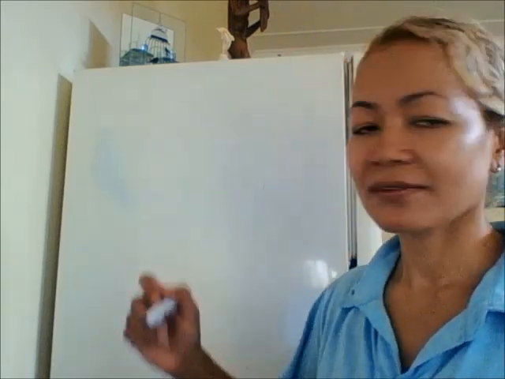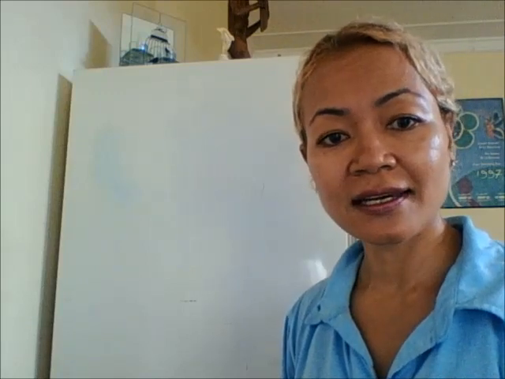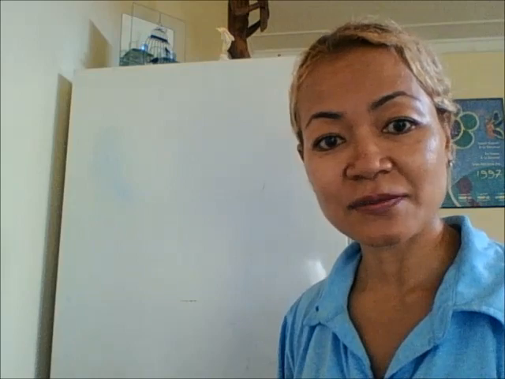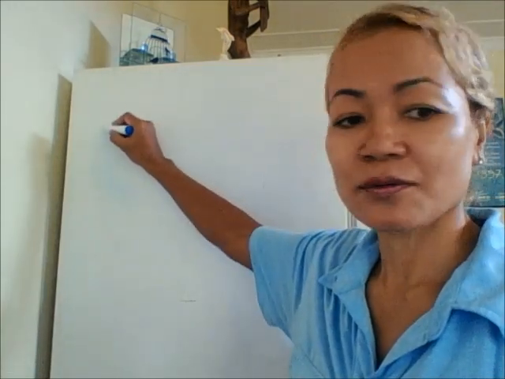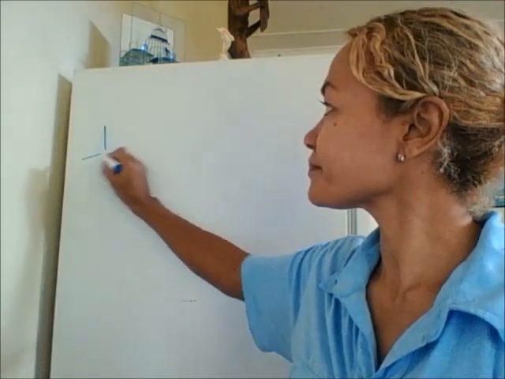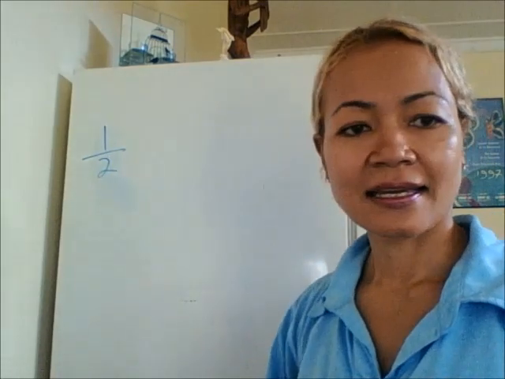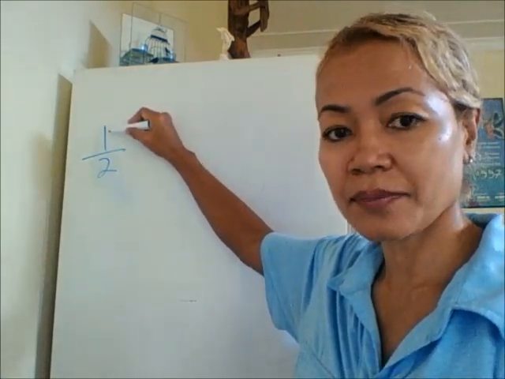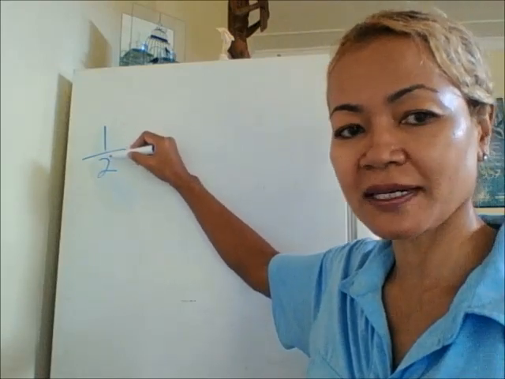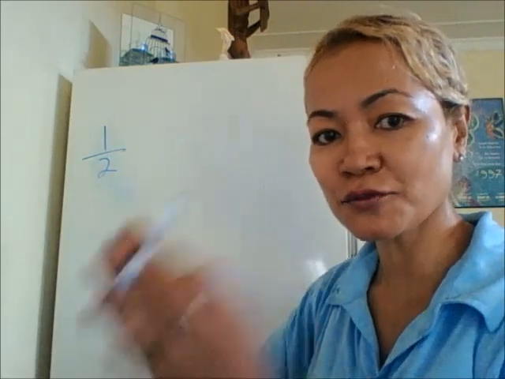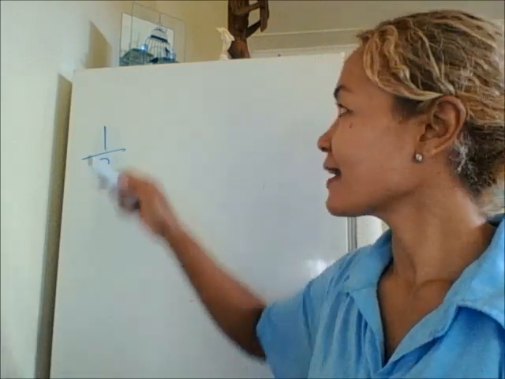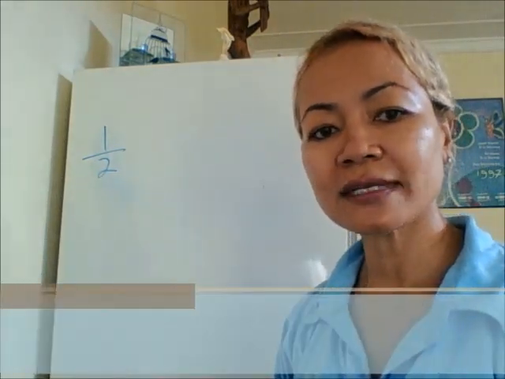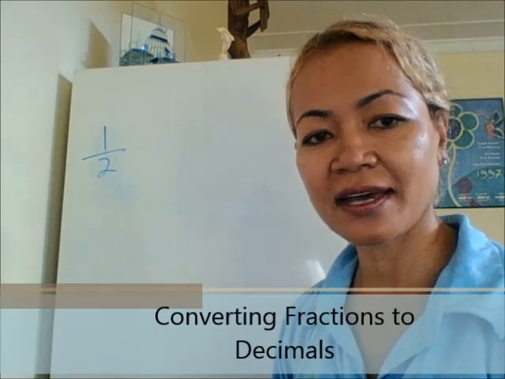So half, if you've watched the video that I made on fractions, and especially equivalent fractions, you will remember that half is explained as only one part out of a possible 2 parts. So if the whole is made of 2 parts, then half is only one of those parts. Now, how would you express half as a decimal?